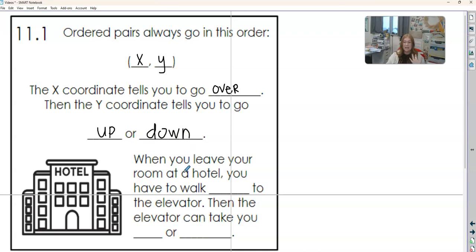So the y tells you to go up and down, but you have to do that second. So I always think of it like an elevator at my hotel room. I leave my hotel room and I can't just jump and be at my elevator, right? It's not how elevators work. I have to walk across the hallway to my elevator. So first I have to walk over to the elevator. I get to the elevator, then the elevator can take me up and down, but you have to get to the elevator first by walking over to it. So that's how I always remember it: over, then up and down.